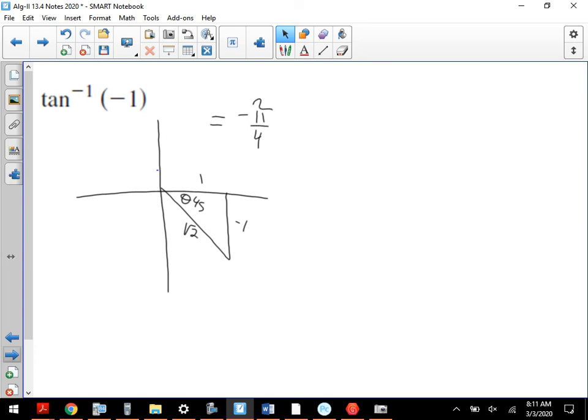Now, remember, I'm not spinning around in this case. This case, I'm looking for values between pi over 2 and negative pi over 2. Non-inclusive.